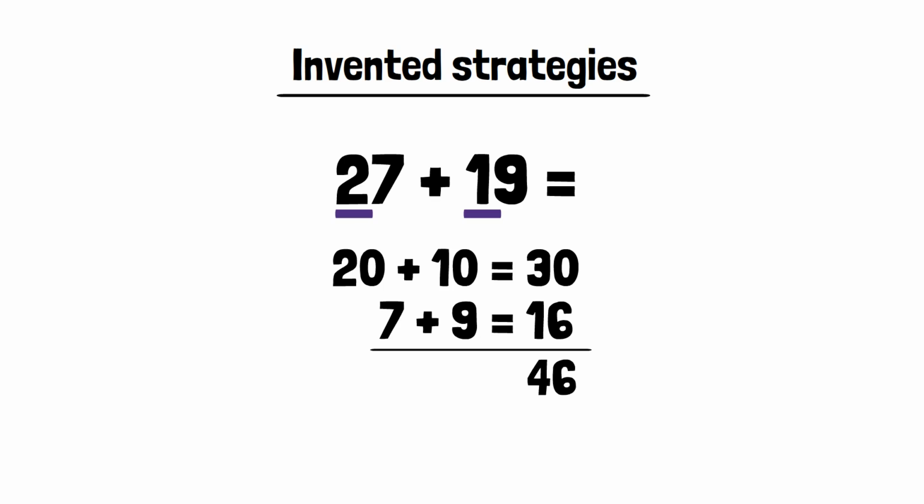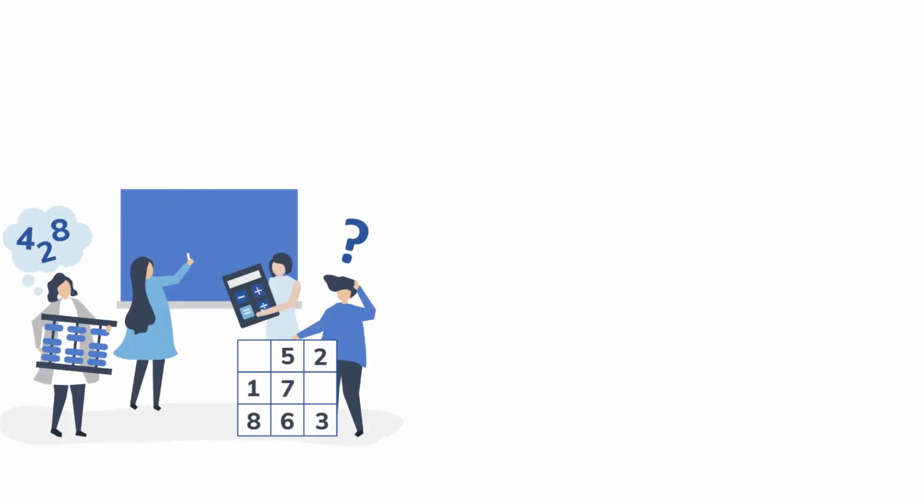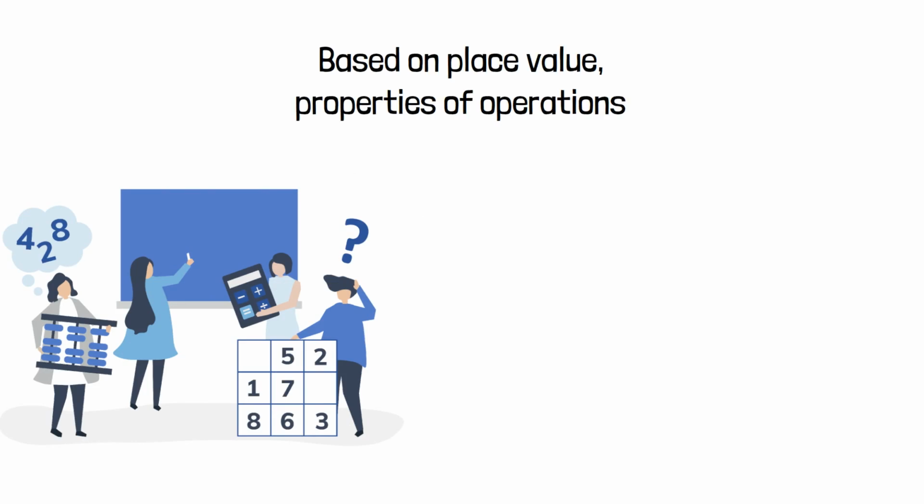The Common Core State Standards emphasize that students should learn a variety of strategies based on place value and properties of operations, and these should be taught prior to the standard algorithm. This approach ensures that students have a solid understanding of the principles behind the operations before learning the traditional methods.